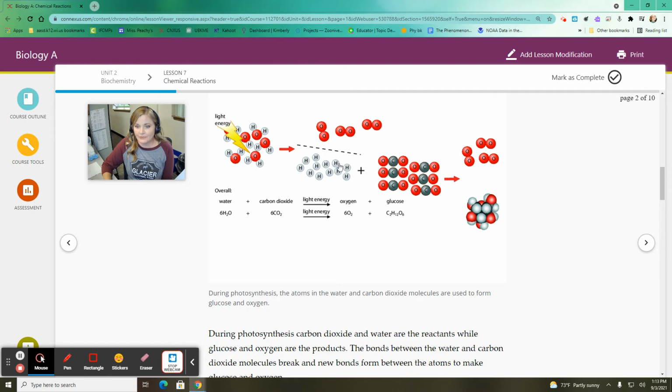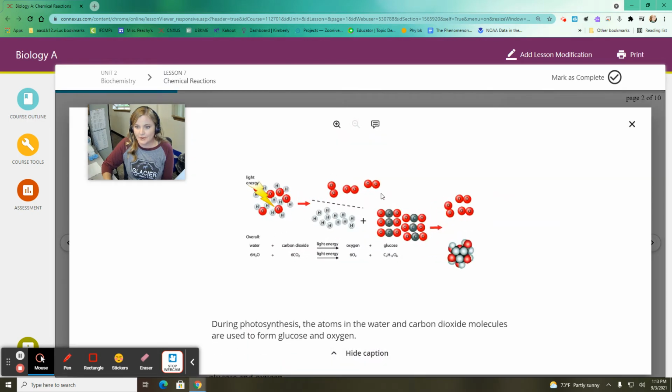Again, we have our formula for photosynthesis, which we've looked at before. In photosynthesis, we have our reactants and our products. In our photosynthesis reaction, the reactants are water and carbon dioxide, and the products are oxygen and glucose. Light energy is not part of the chemical reaction in that it isn't a reactant. See, I did it again, I almost mixed them up. But it makes the reaction happen. It provides the energy to start the reaction.